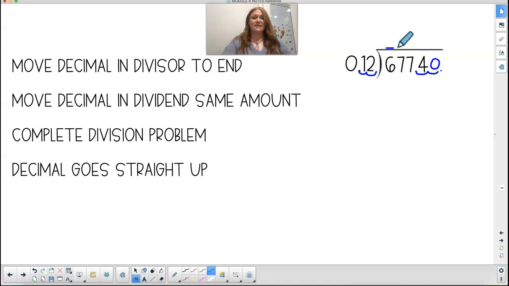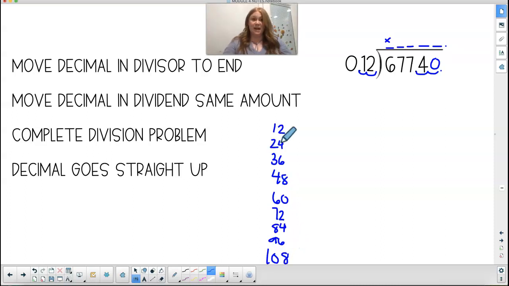So I need something above the 6, the 7, the 7, the 4, the 0. Here's my decimal. I may need more at the end. If I do, we'll just keep on adding zeros. So 12 cannot go into 6. Really quick, I'm going to make myself a list of 12s. 12 more is 24. 12 more is 36. 12 more is 48. 12 more is 60. 72. 84. 96. And 108.